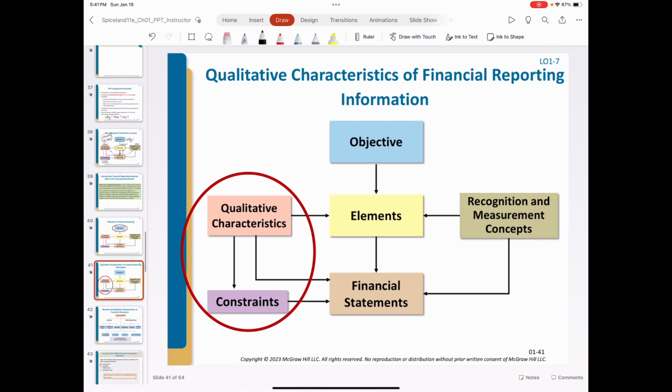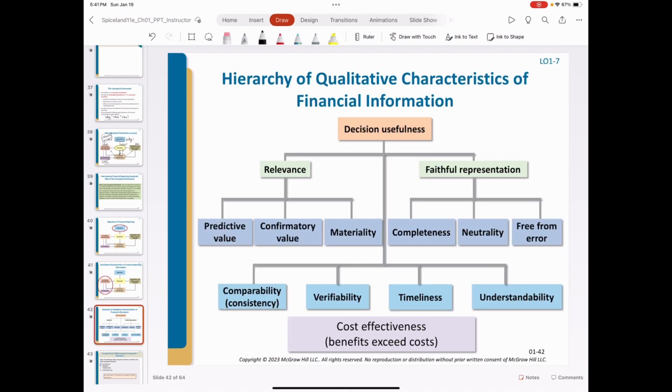If we break down the qualitative characteristics, we can have this flow chart. Okay, first, the qualitative characteristic of financial information is usefulness. But what information is considered useful? The two fundamental qualities are relevance and reliability, reliable information. Okay, and each fundamental quality also can be broken down into three.